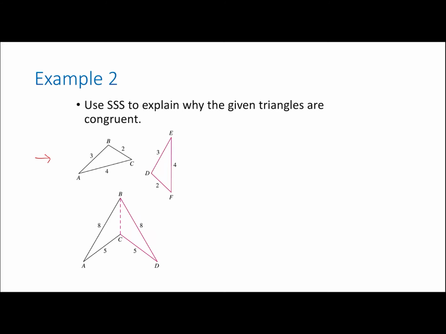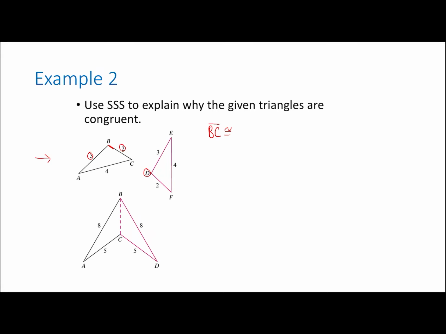So let's take each of these triangles and show that they are congruent, and explain why they're congruent based off this side-side-side theorem. These two triangles, we'll start here at the top. These two triangles are congruent because side BC, that segment, is congruent to side DF.